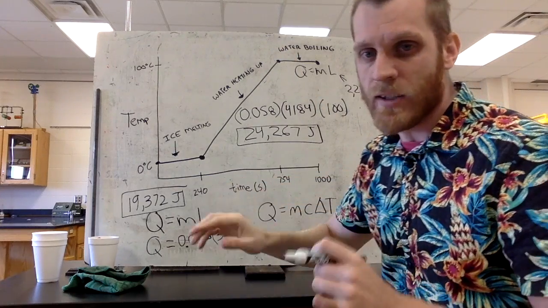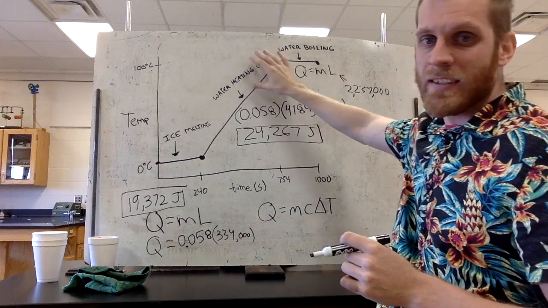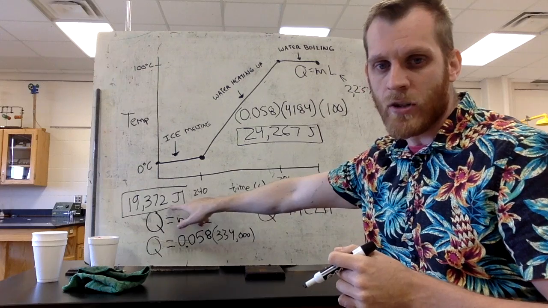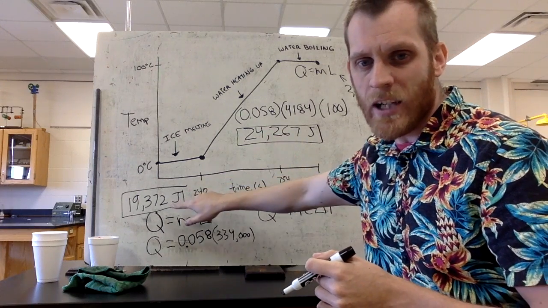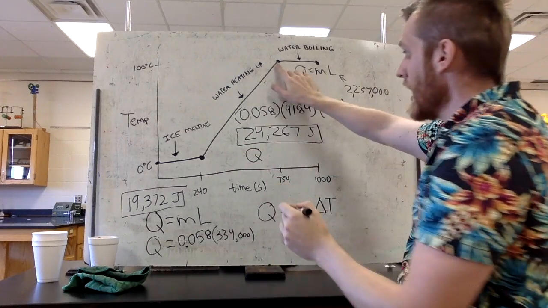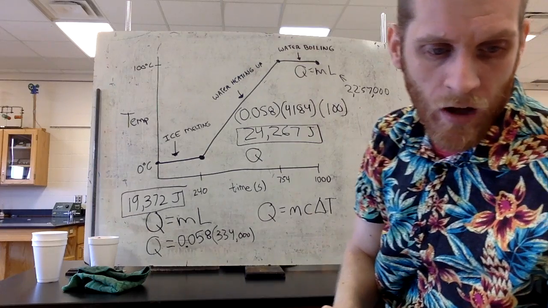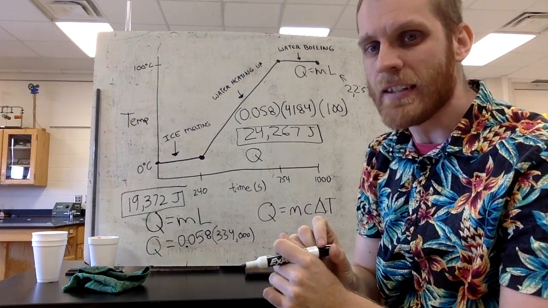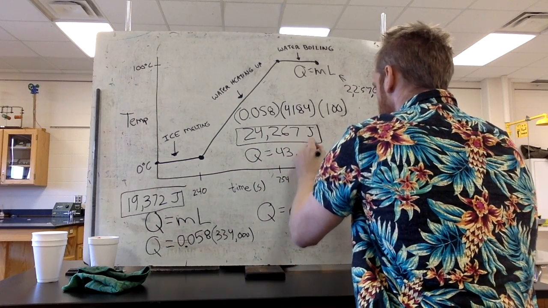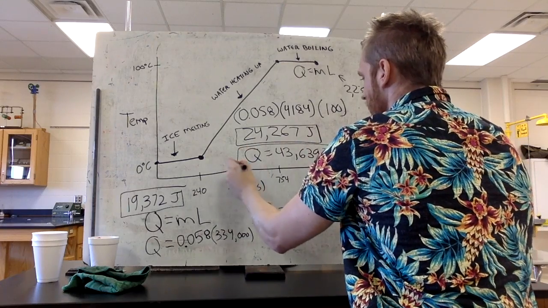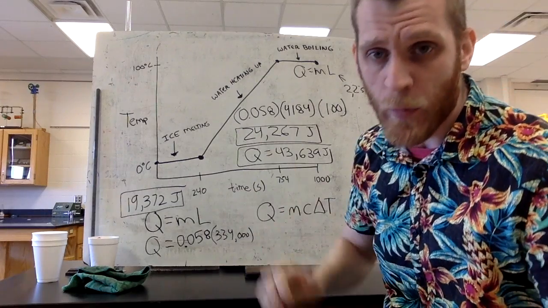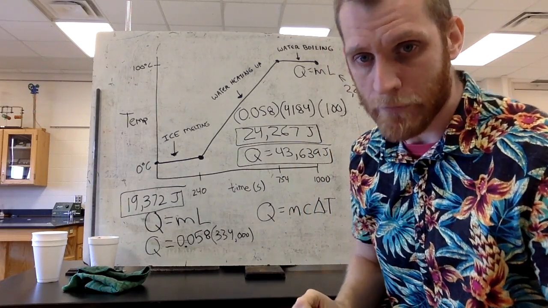So I'm going to figure out how much heat it takes to melt the ice and raise that ice or water temperature to 100 degrees. And all I have to do is add this amount of heat energy to this amount of heat energy. So when I add this number to this number, I get a total amount of heat energy to that point right there of 43,639 joules. That's how much energy it took to start with ice and get it to steam. Not boil all the steam away, but just get it to that point where it starts to boil. That's how much energy it took.